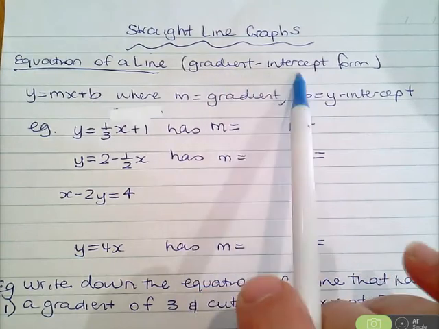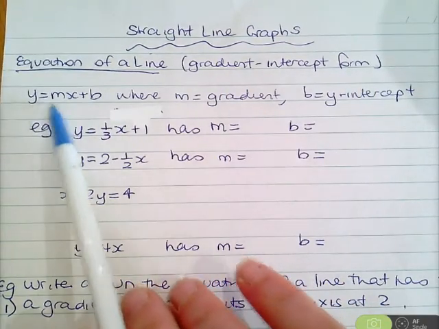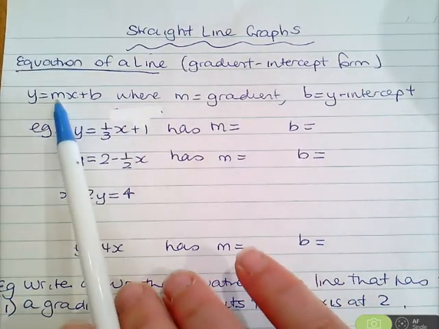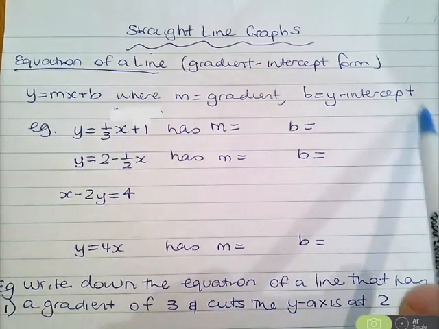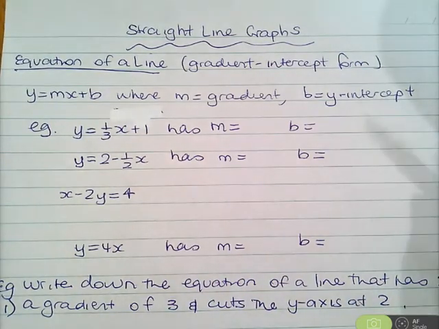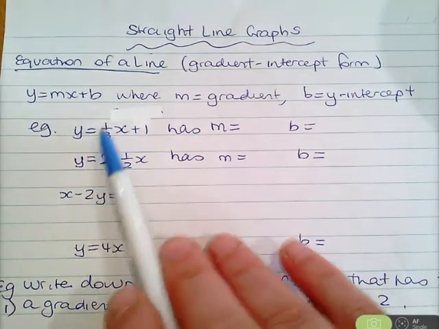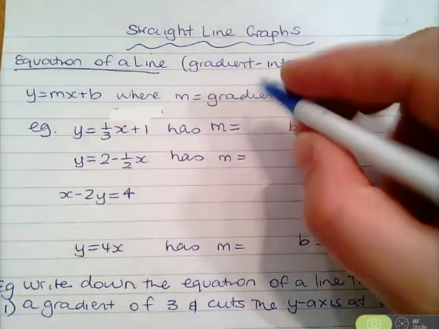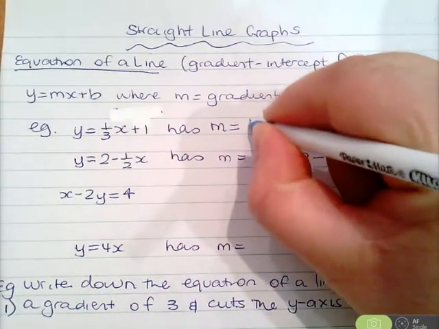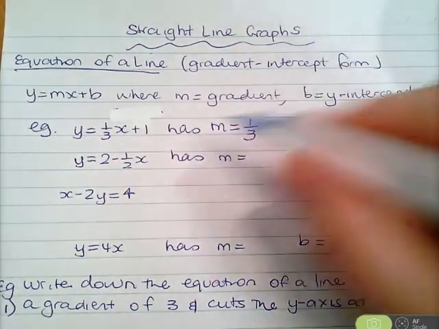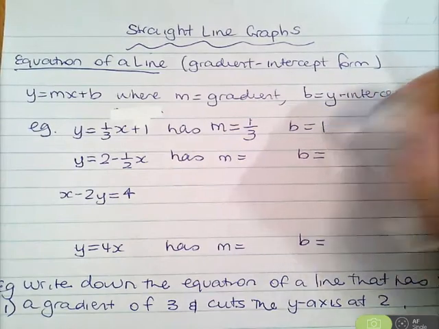First way is gradient-intercept form, which is y equals mx plus b, where m is the gradient and b is the y-intercept. Now you've been seeing that since year 9. So for example, if we see the equation y equals 1/3 x plus 1, it has gradient m, which is 1/3, and it has y-intercept b, which is 1.